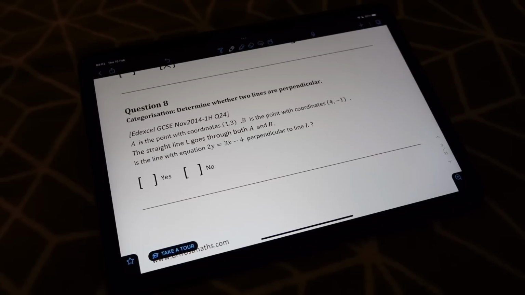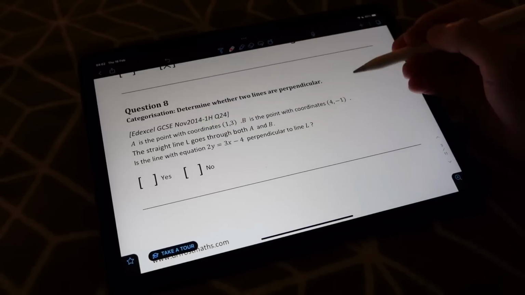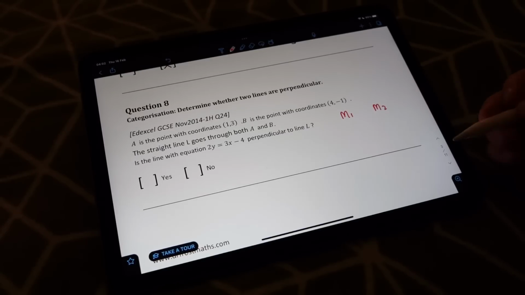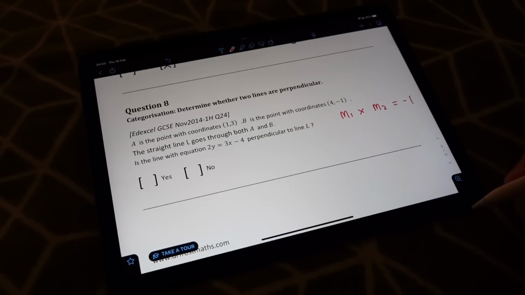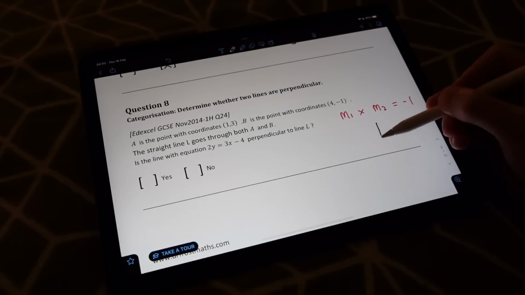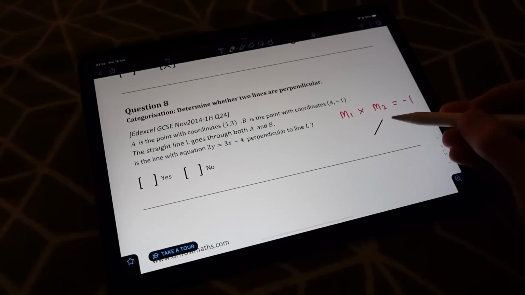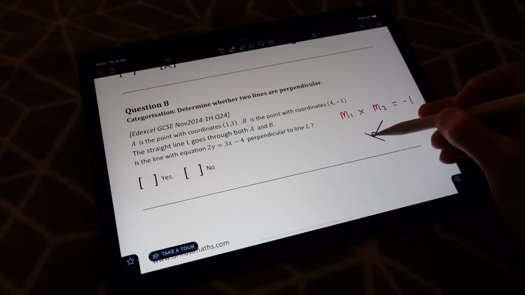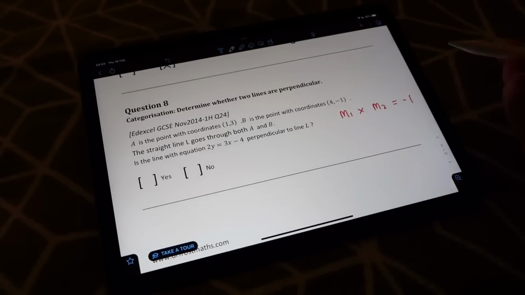Now, this time in maths, we have a rule that says if we have two gradients, I'll do it in red, let's say gradient 1 and gradient 2, the rule basically says if we multiply these, we should get negative 1. I won't go into the full details, so maybe I'll save that for another video. But it's basically to do with the perpendicular gradient being the negative inverse, so the product gives you negative 1. But I won't go into that.